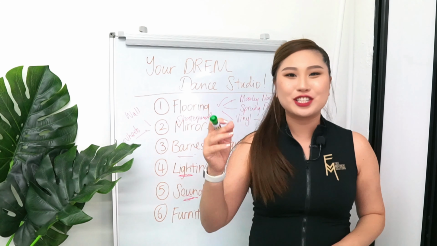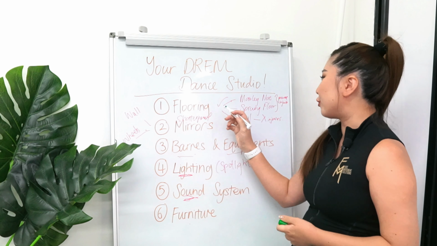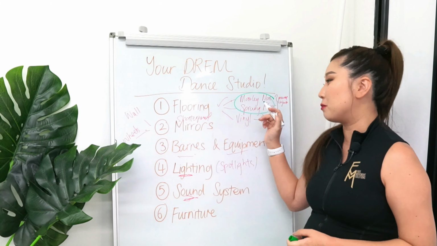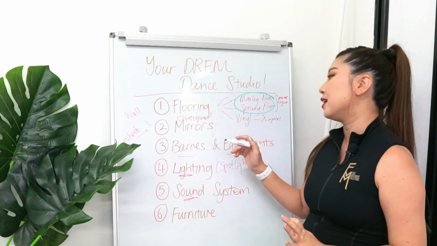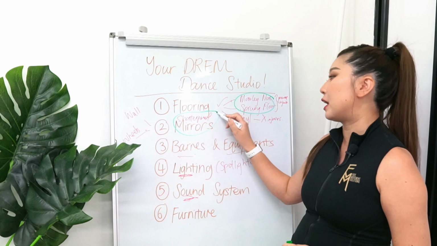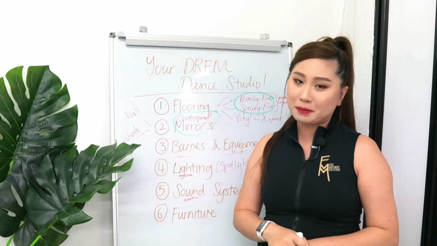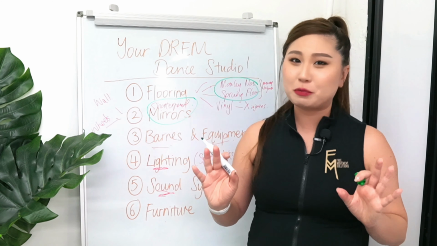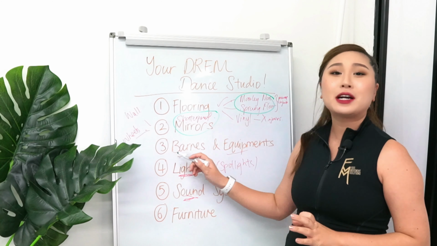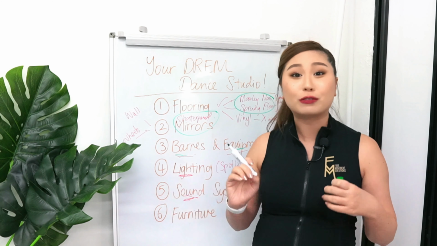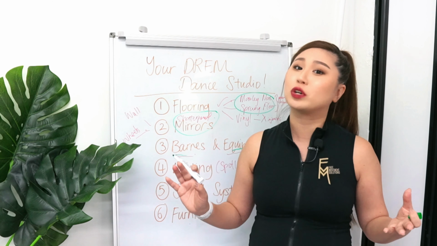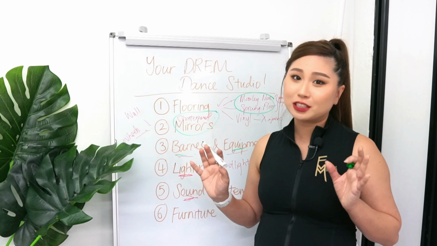So just to recap very quickly, for flooring, what we definitely recommend would be our Marley floors, as well as our sprung floors, proper professional dance floors. For mirrors, ideally you want to have shatterproof mirrors, because that makes a lot of difference. Injury prevention is key here. Bars and equipment are going to be dependent on what genres of dance, or fitness classes or fitness workouts that you do. So this is your personal preference.